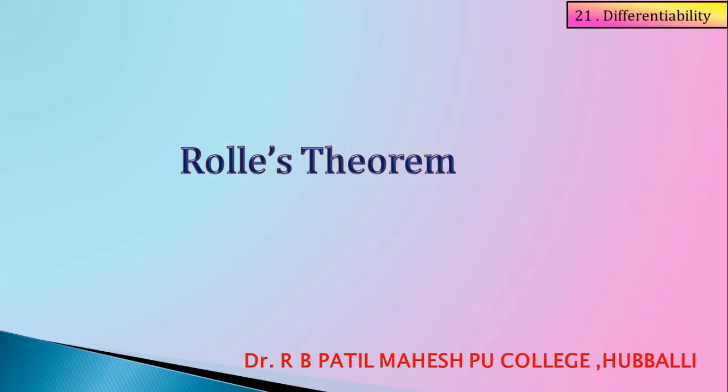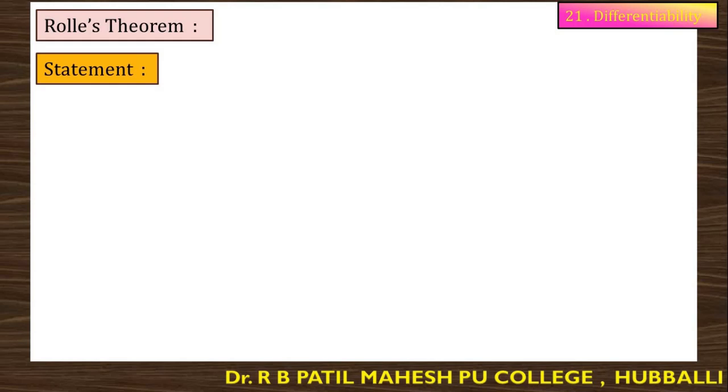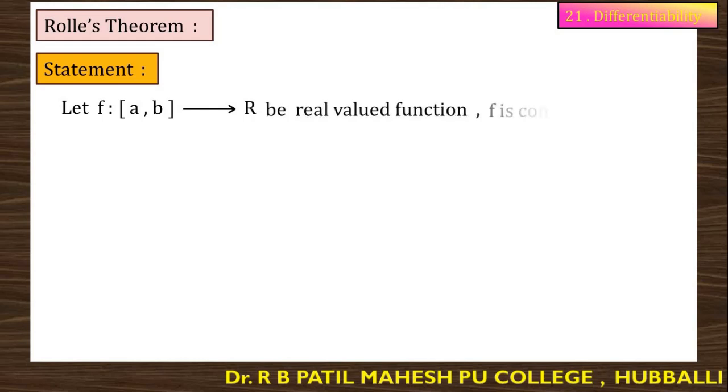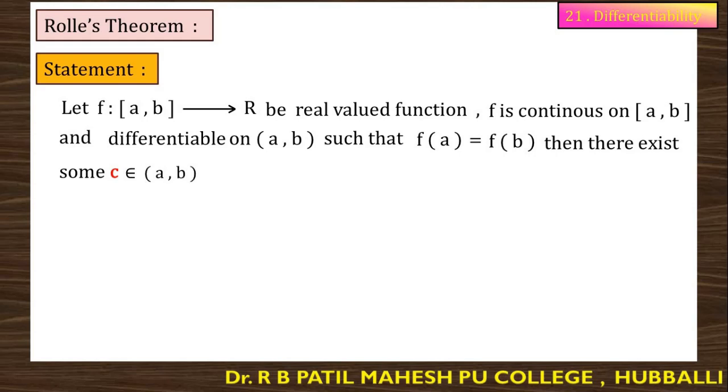Now let's see what is the statement of the theorem. Rolle's theorem states that let f from closed interval a comma b to R be a real valued function, and f is continuous on closed interval a comma b and differentiable on open interval a comma b such that f of a is equal to f of b, then there exists some point c belongs to open interval a comma b such that f dash of c is equal to 0.